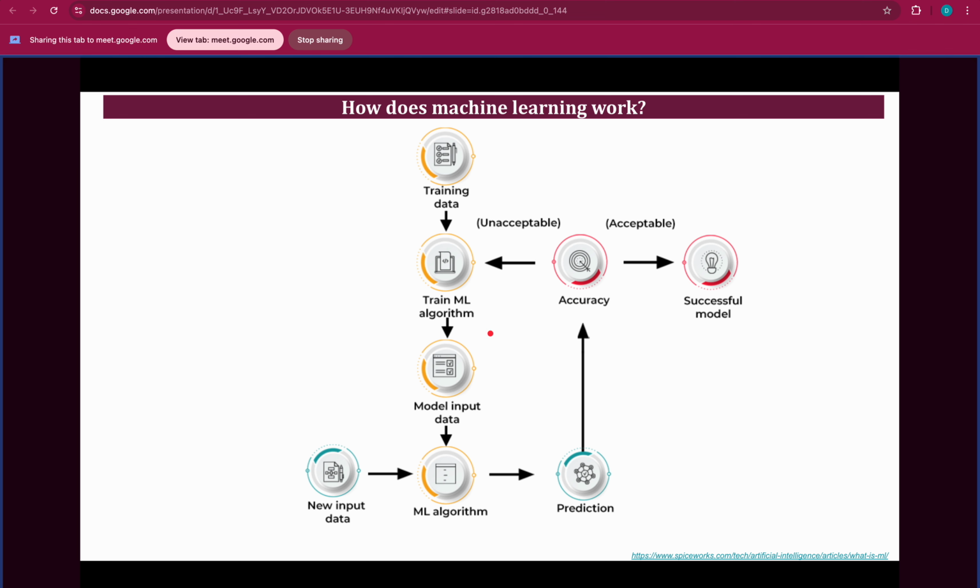We will see how this training is done, and how different features decide how the input is related to a certain output. We will see that one by one. So I hope till now everything is clear.